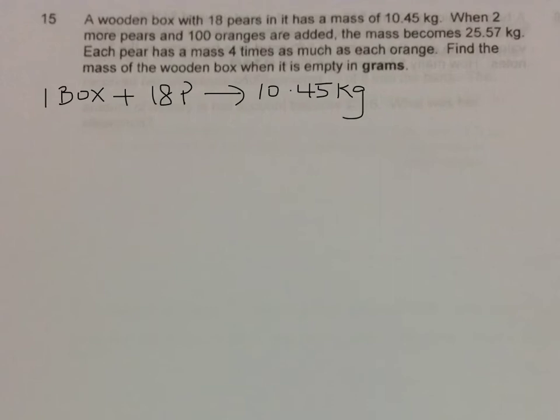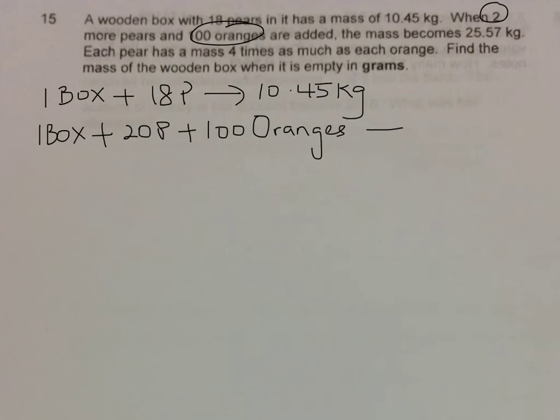So the new one will be 1 box plus, because they say 2 more pears, it becomes 20 pears plus 100 oranges, and this gives you 25.57 kg. Each pear has a mass 4 times as much as an orange. That means 1 pear is equal to 4 oranges. They want us to find the mass of the wooden box.